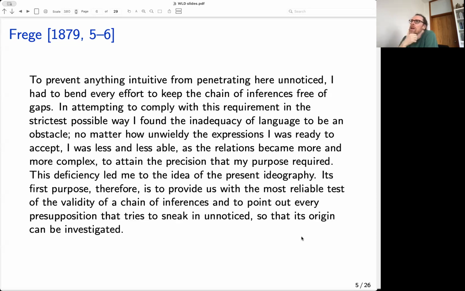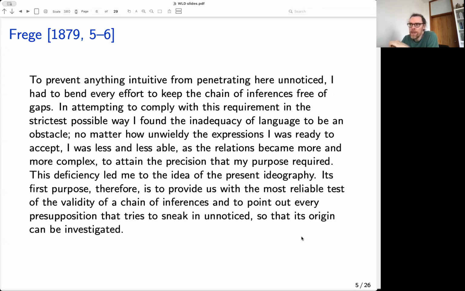Frege says, to prevent anything intuitive from penetrating here unnoticed, I had to bend every effort to keep the chain of inferences free of gaps. In attempting to comply with this requirement in the strictest possible way, I found the inadequacy of language to be an obstacle. No matter how unwieldy the expressions I was ready to accept, I was less and less able, as the relations became more and more complex, to attain the precision that my purpose required. This deficiency led me to the idea of the present ideography.